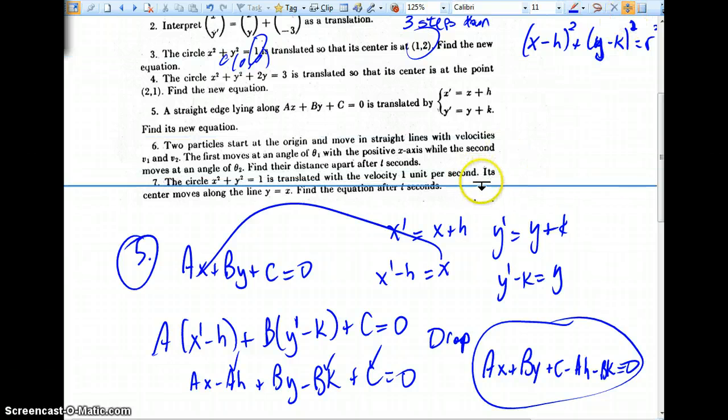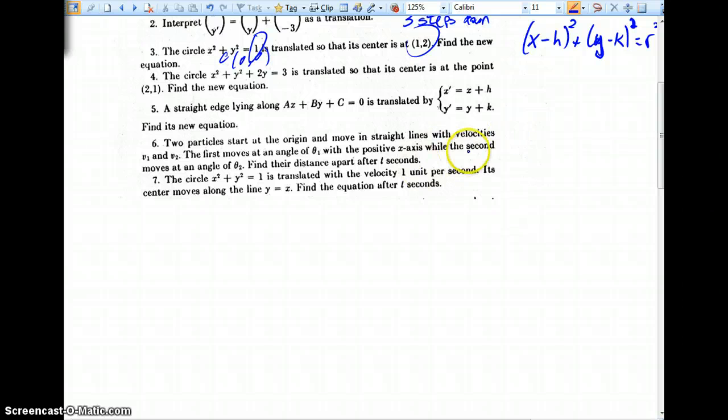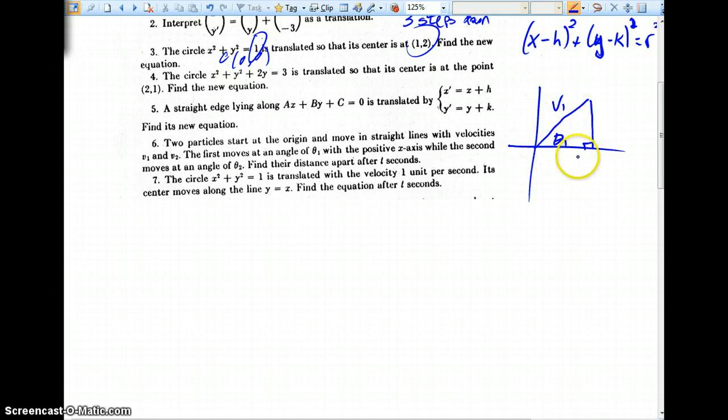Okay, so let's take a look at number 6. At number 6, it says two particles start at the origin and they move in straight lines with velocity v1 and v2 at different angles. Let me just look at the first movement here, v1. Here's theta 1. Obviously, we would be interested in finding the distance. Now, forgive me, I'm getting ahead of myself a little bit. Distance is always rate times time, and they're giving us a rate here of v1, and we're traveling t seconds. So really the distance this particle will travel is v1t.